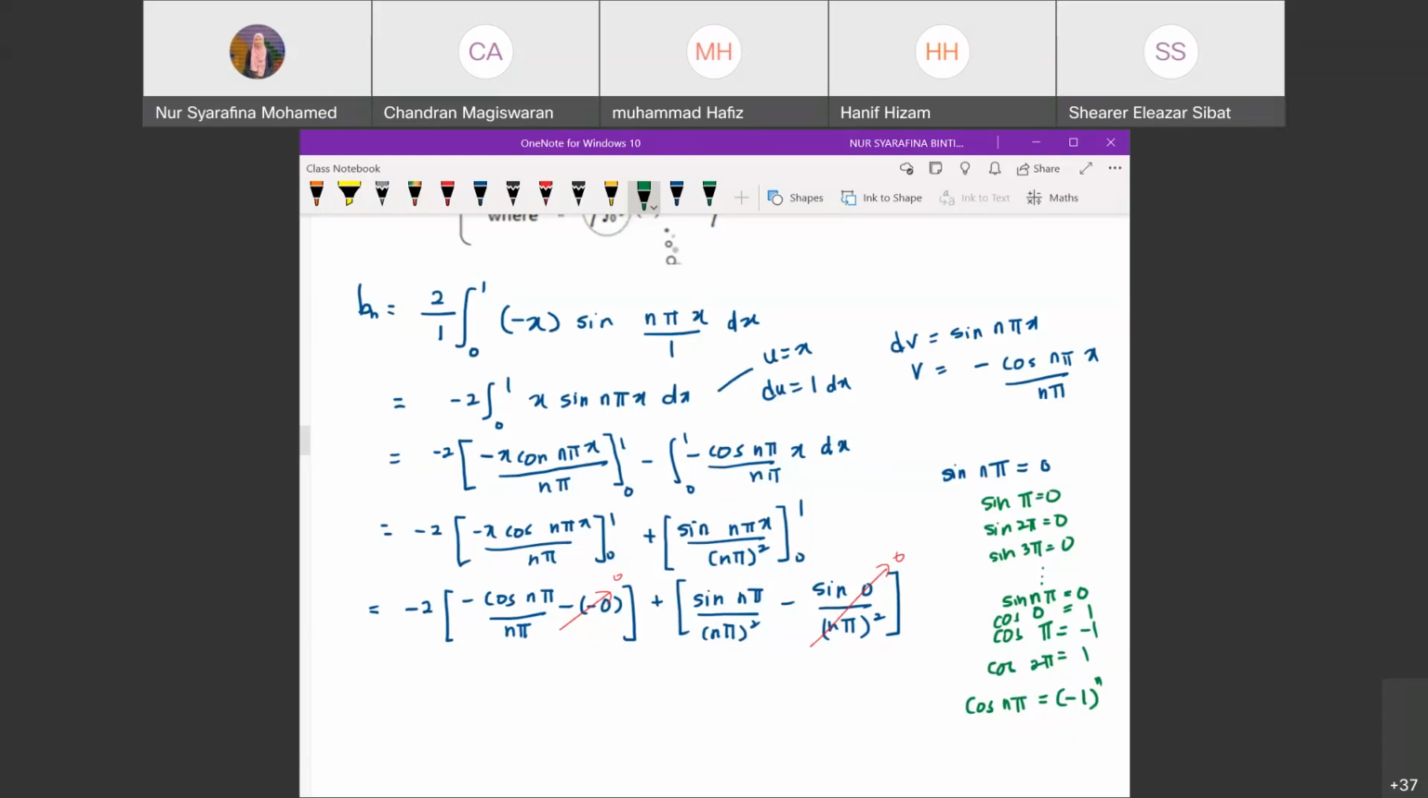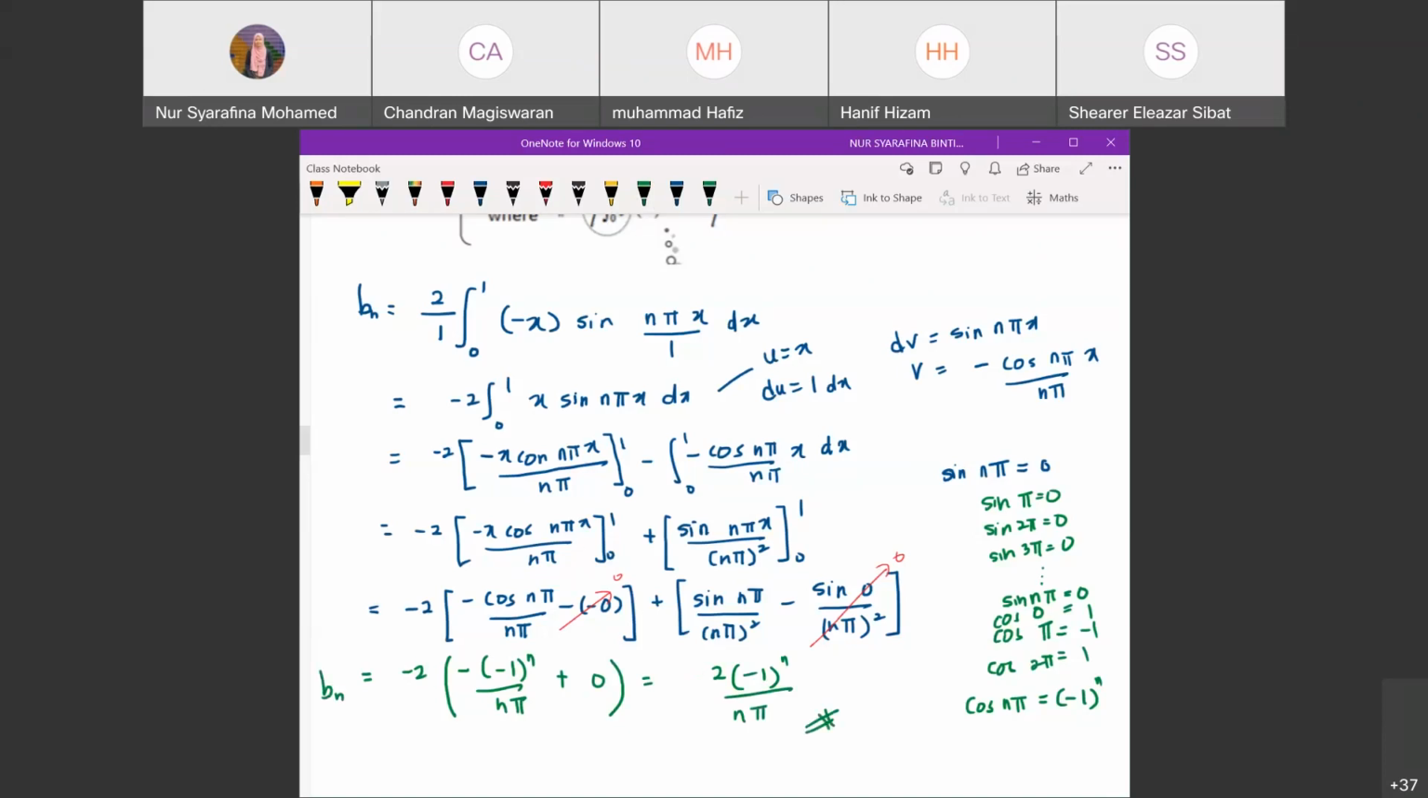Then we can simplify this. So negative is negative. Cos n pi is negative 1 to the power of n over n pi. This one is 0, and sine n pi is 0. So we can simplify this to negative 2. Sorry, negative is positive. Positive 2 times negative 1 to the power of n over n pi. So this is your Bn.